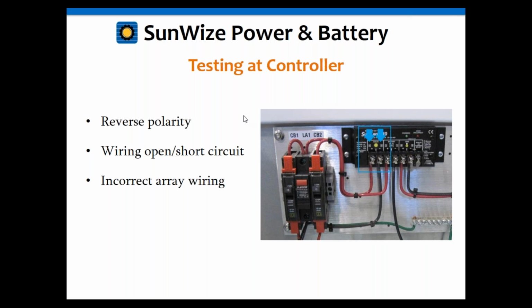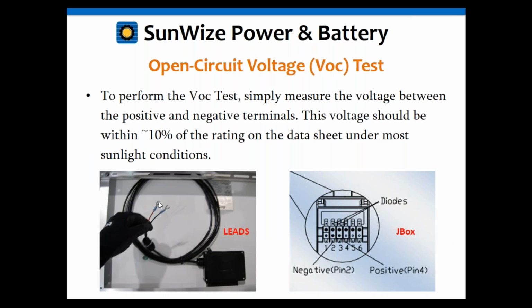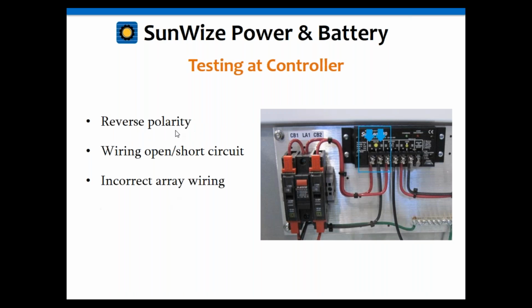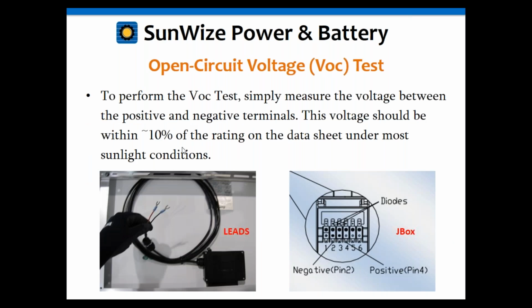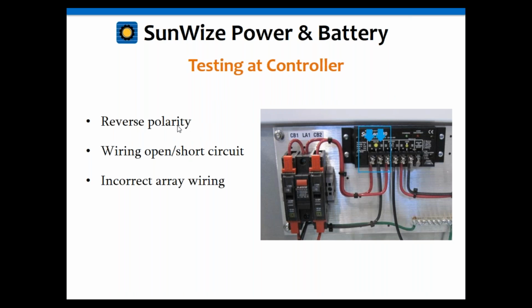The neat thing here is that, as I mentioned, going back to here, you're going to put the plus on the plus and the minus on the minus. If you find out you're getting a negative value, then that's going to tell you that you've reversed the polarity. So some of the things you can find by testing those wires is you can look for reverse polarity. You can see if you've got a short or an open circuit, and you can see if you've incorrectly wired the array. In other words, you may have made an incorrect wiring in a junction box, or if you've got multiple modules being used, you may have done your series parallel connections incorrectly. So these are things that you can find by testing at the controller.